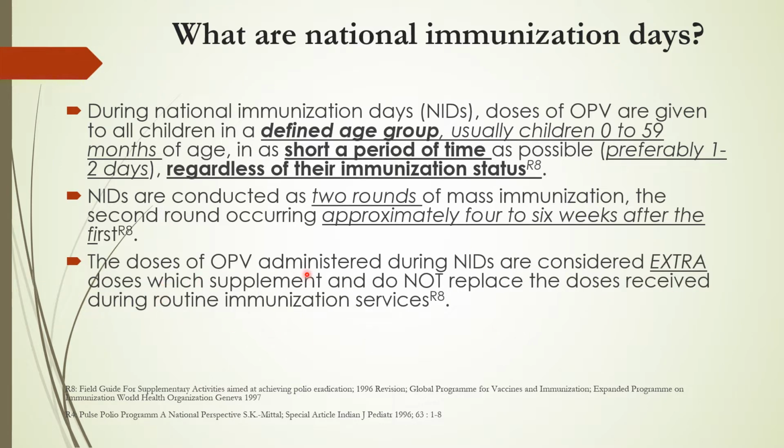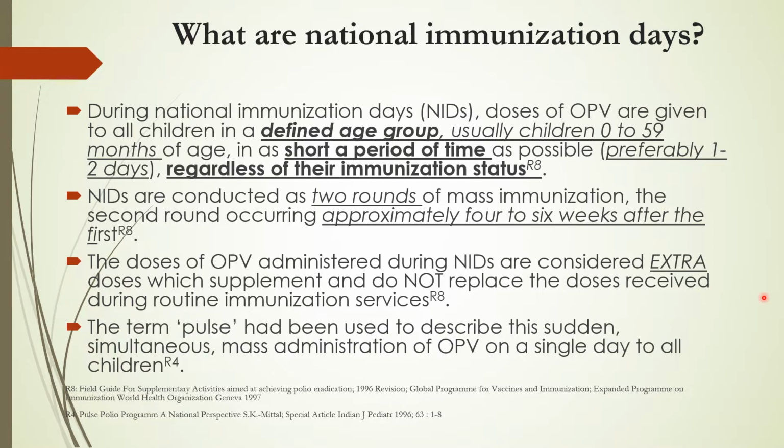The doses of OPV administered during NIDs are considered extra doses which supplement and do not replace the doses received during routine immunization. Therefore, every child, even if he has received his routine dose the previous day, continues to get the national immunization dose the next day, or within probably 1 or 2 days they are exempted, but normally even the next day they are given the extra dose.